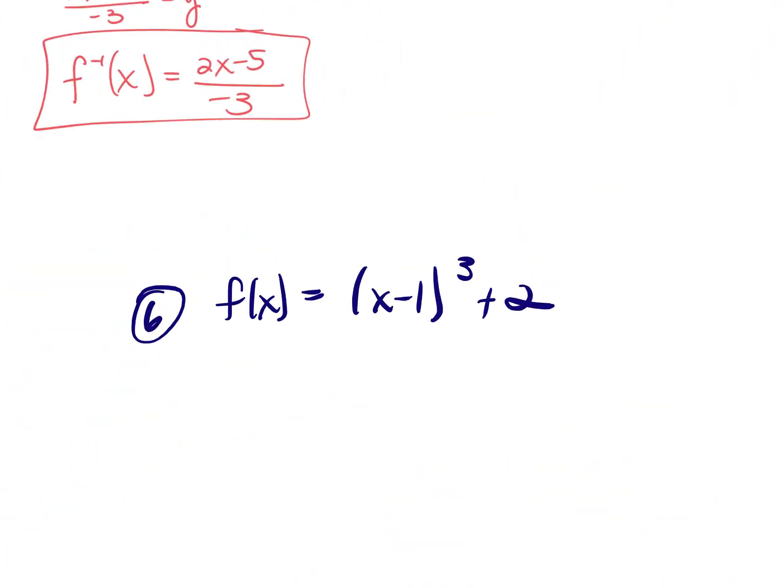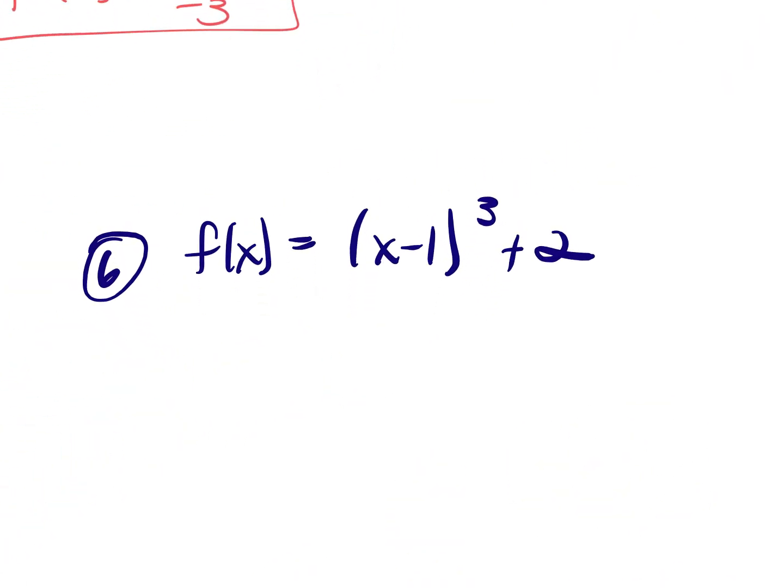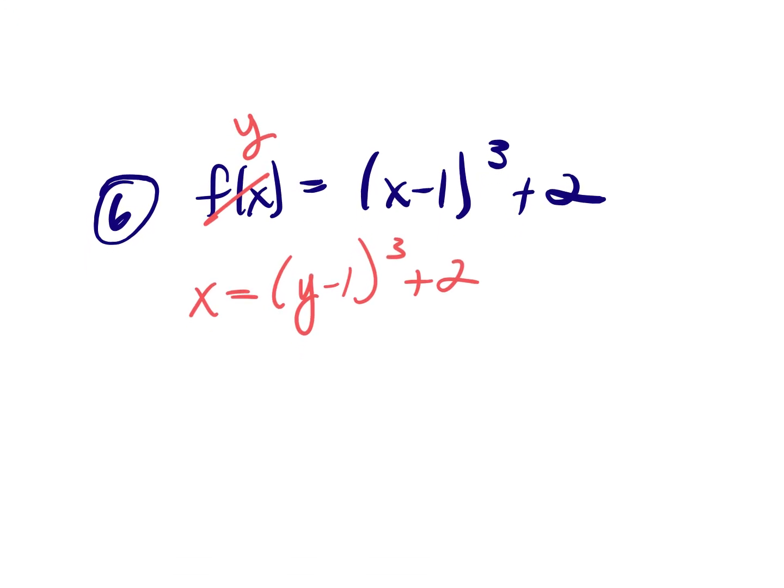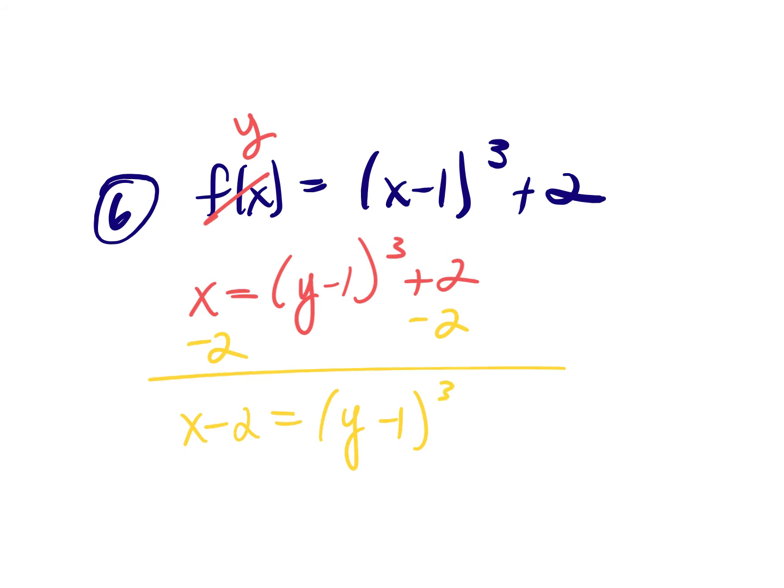You guys are doing awesome. First step. Tell me. Go. Okay, change this to a y. Now I'm going to switch the places of x and y, correct? So x equals y minus 1 cubed plus 2. Garnell, what do I do next? You got it. I want to get y all by itself. What do I do with that 2? You can subtract it. Subtract the 2 from both sides. So I have x minus 2 equals y minus 1 cubed.